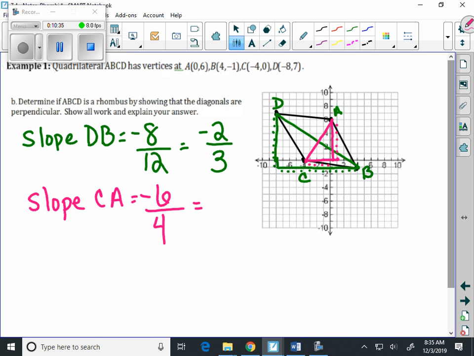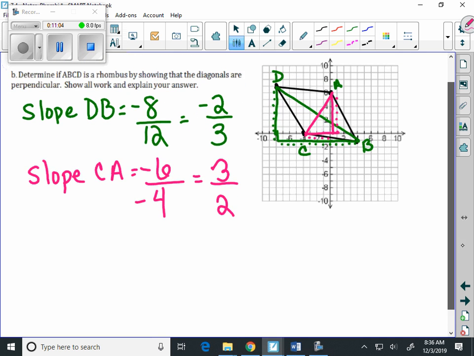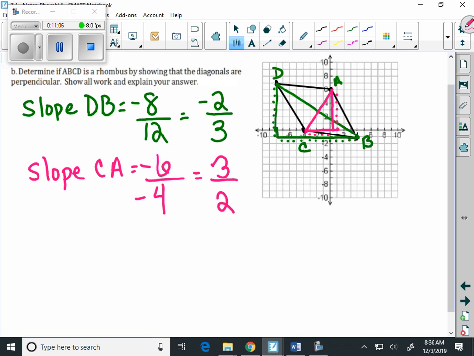And when we simplify that fraction, again, use Desmos, use your graphing calculator if you need to, we need a -4 because we went left 4. Negative divided by negative is positive, and when we divide, we get 3 halves. And what we see here is that these are opposite reciprocals. We flip the fraction, one of them's negative, one of them's positive. So it says, show all work and explain your answer. See if I can write it a little bit shorter this time.